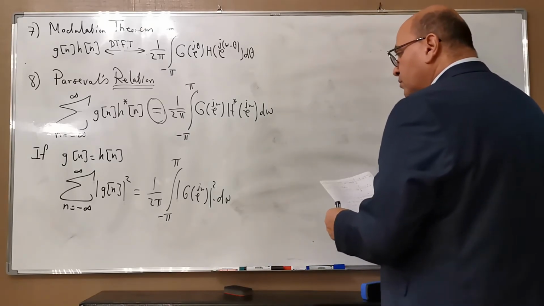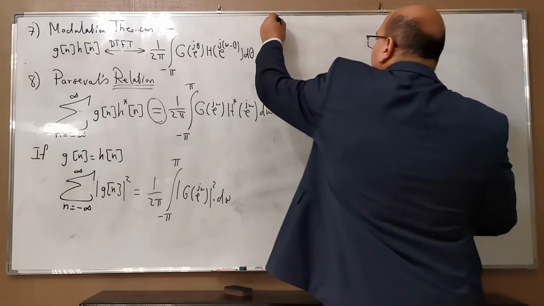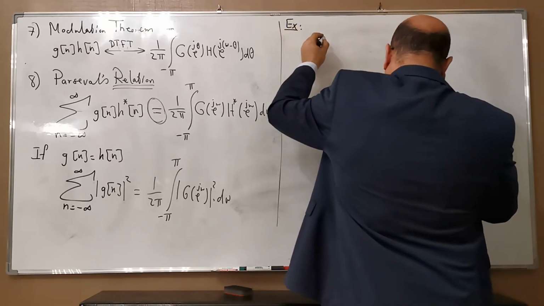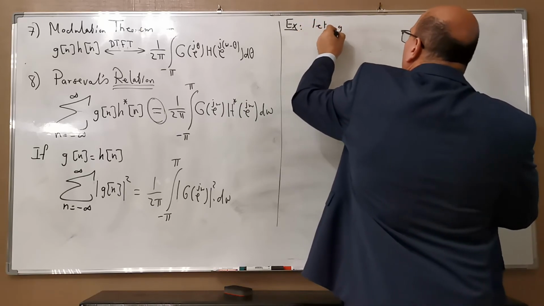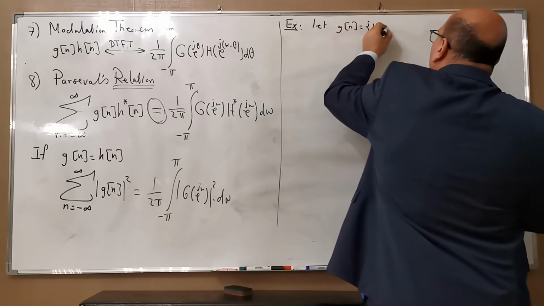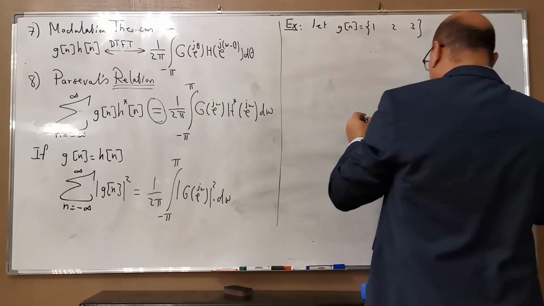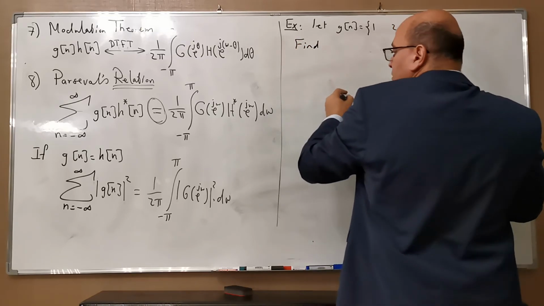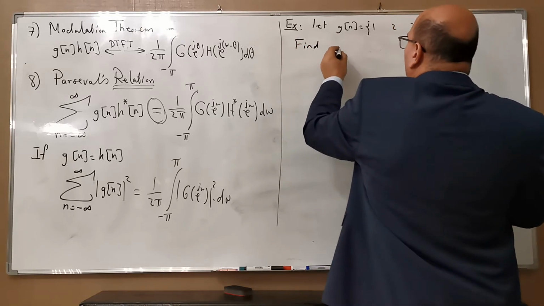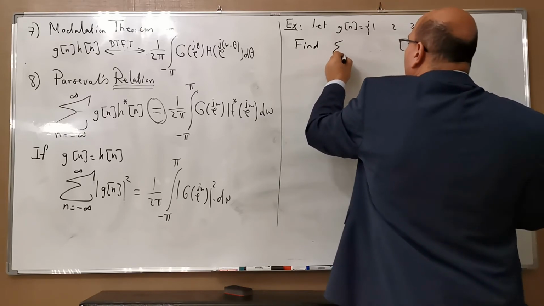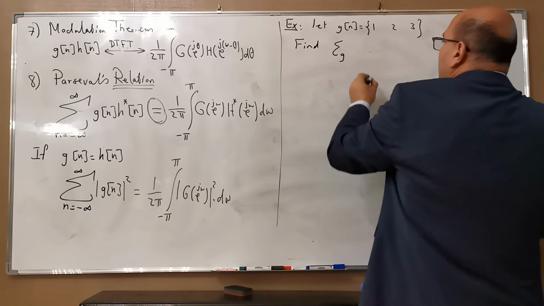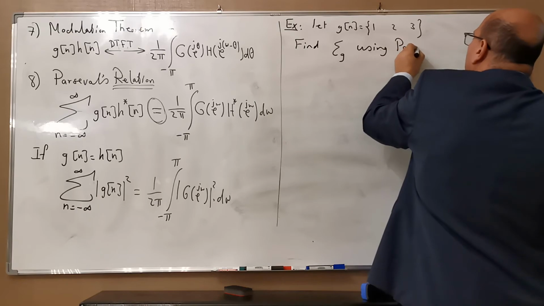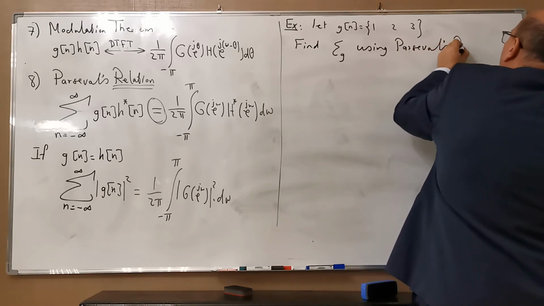Okay, can we take an example? Let's take a very simple example. Let g of n equal 1, 2, and 3. And we need to find the energy of g using Parseval's relation.